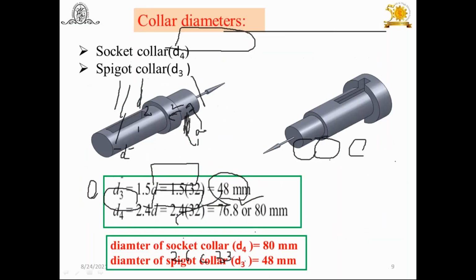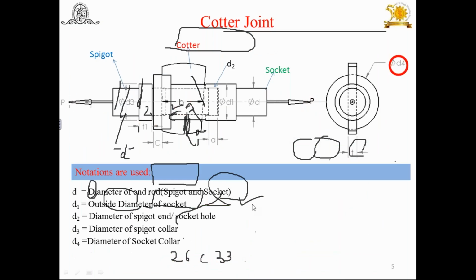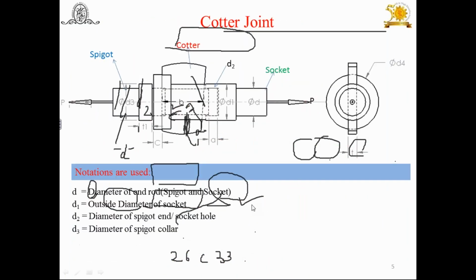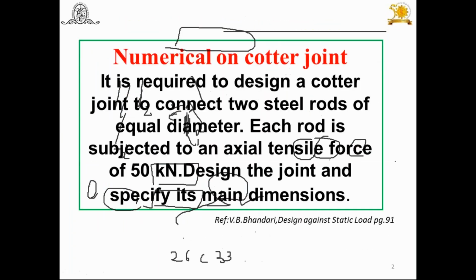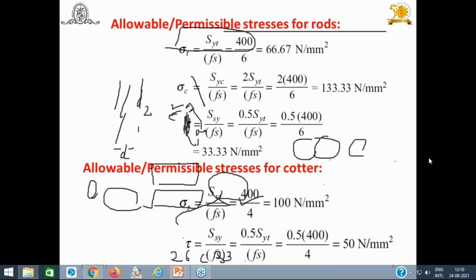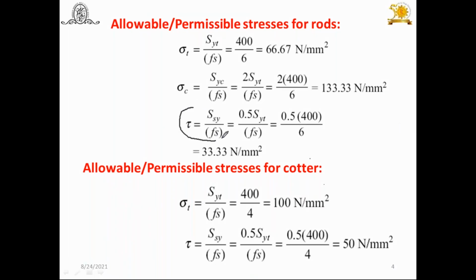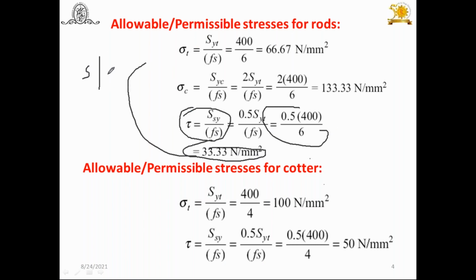I would like to show on the first slide the permissible stresses we have determined. Look at this here, the permissible stresses. Where are the permissible stresses? Here you will find them. Look at this. I would like to show where this is permissible for the spigot: SSY upon FOS, and 33. This is applicable to the rods, meaning spigot as well as socket.